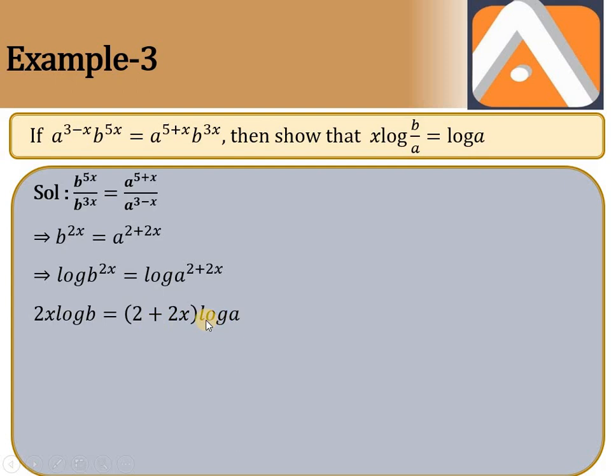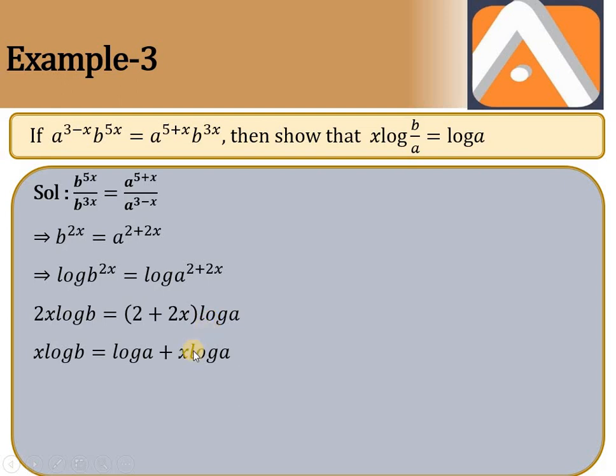Now split this bracket. So what we are going to get? 2x into log b. Here first I am cancelling the 2 here and the 2 here. So after multiplication, log a into the bracket, what we are going to get? x log b is equal to log a. Actually 2 got cancelled, here 1 will be left. 1 into log a becomes log a, plus here x into log a.